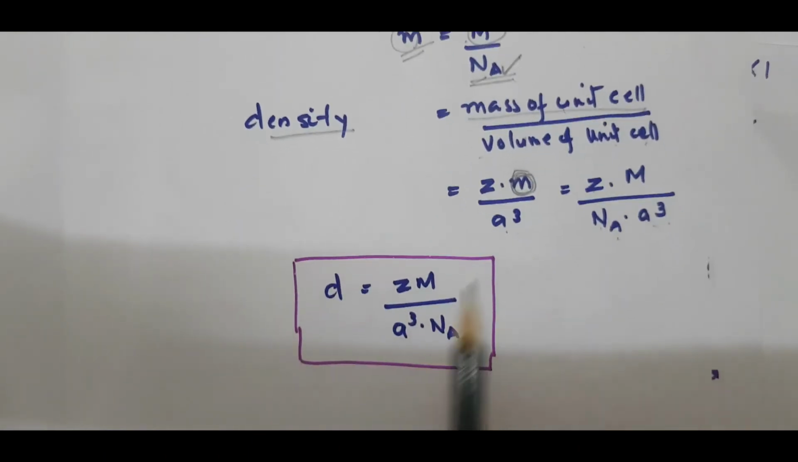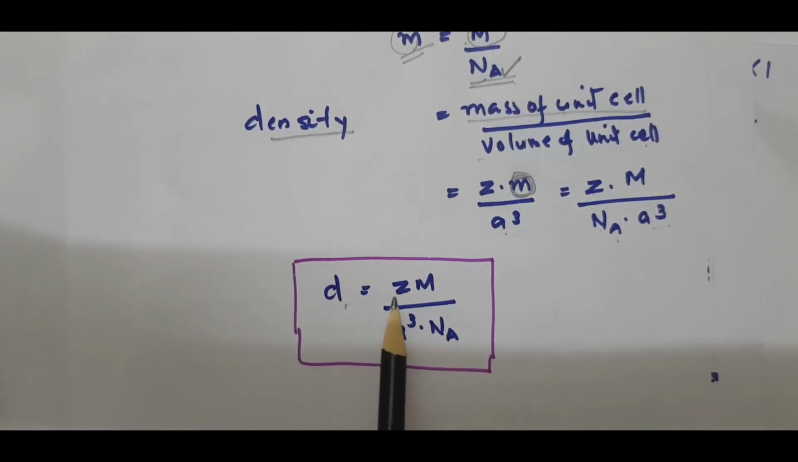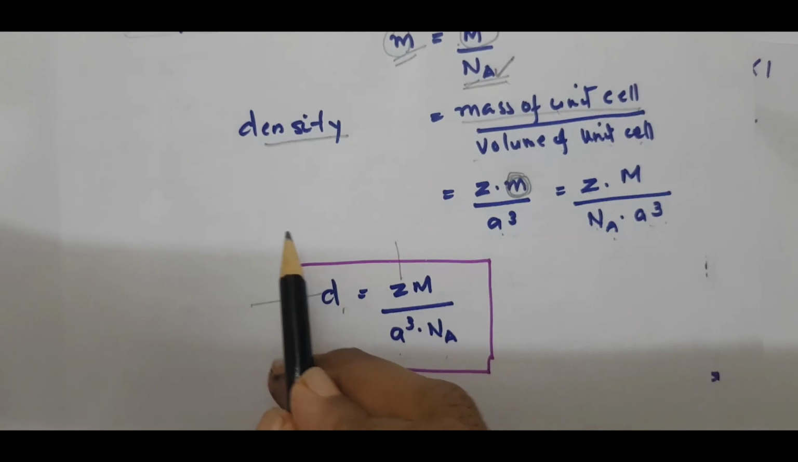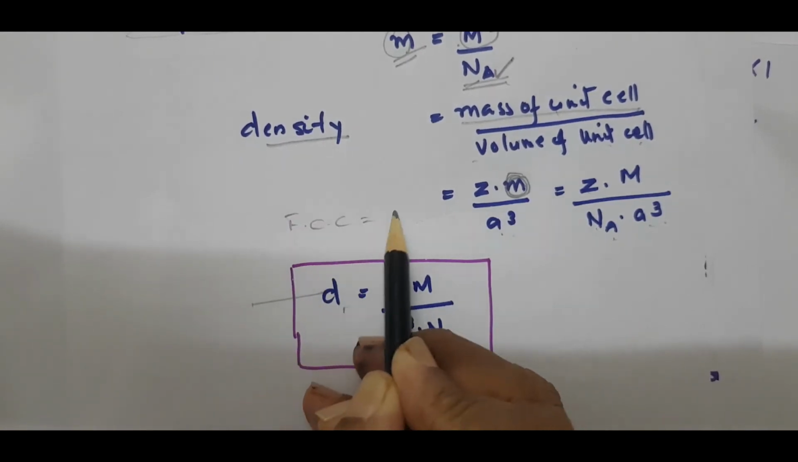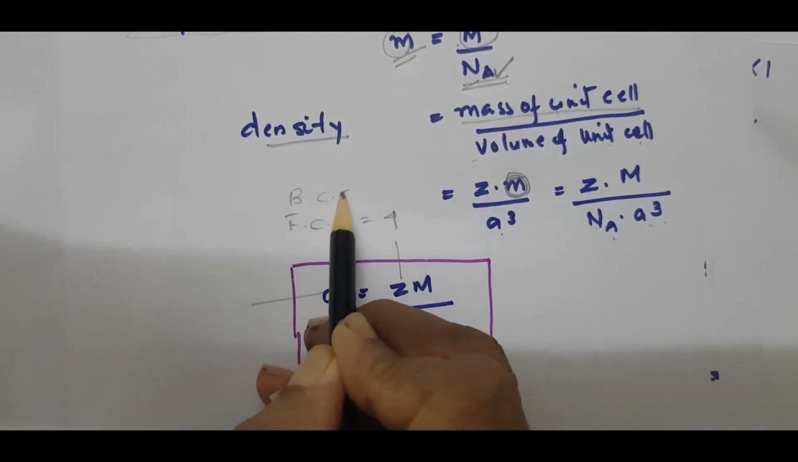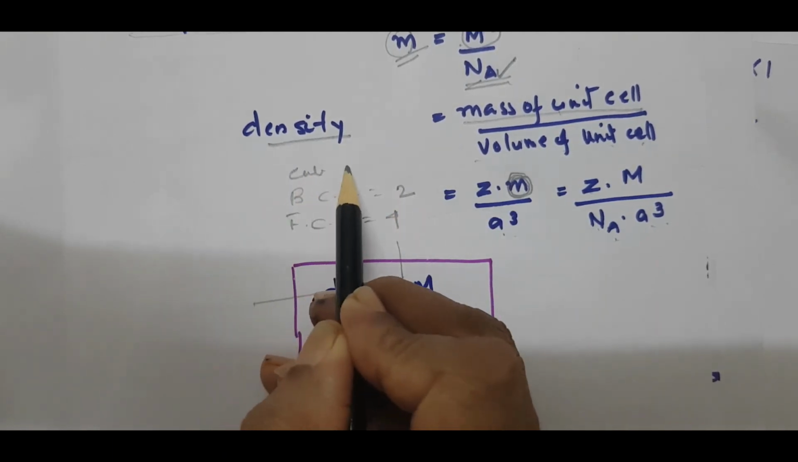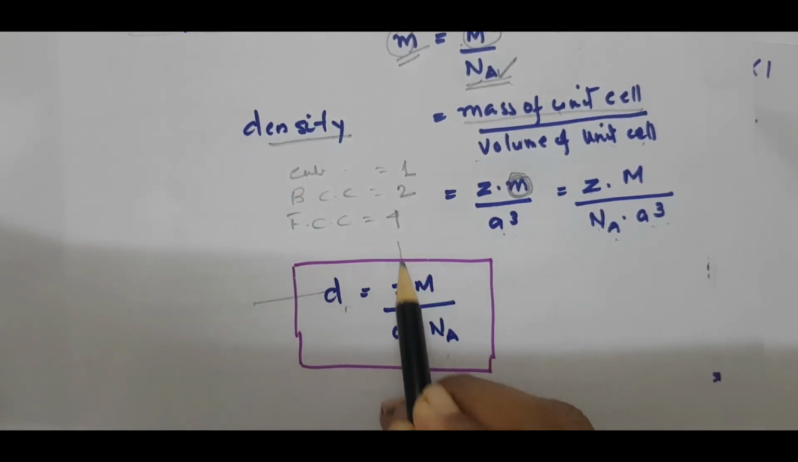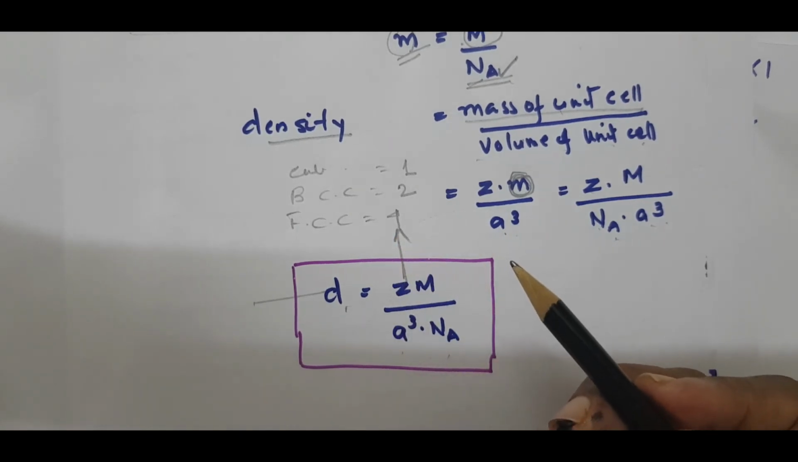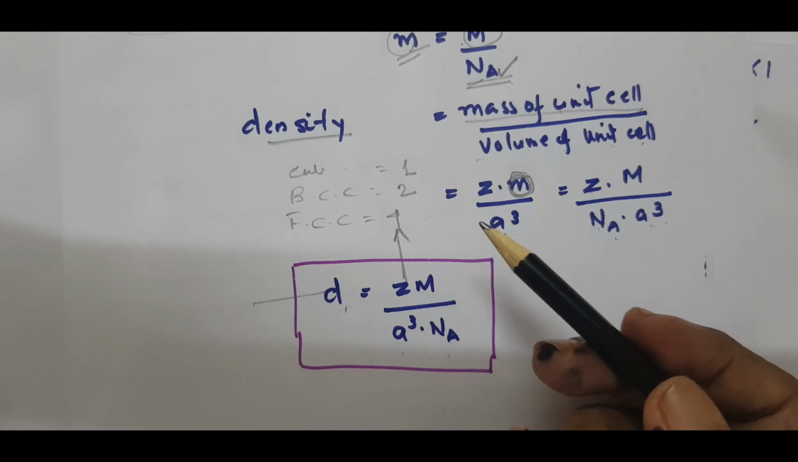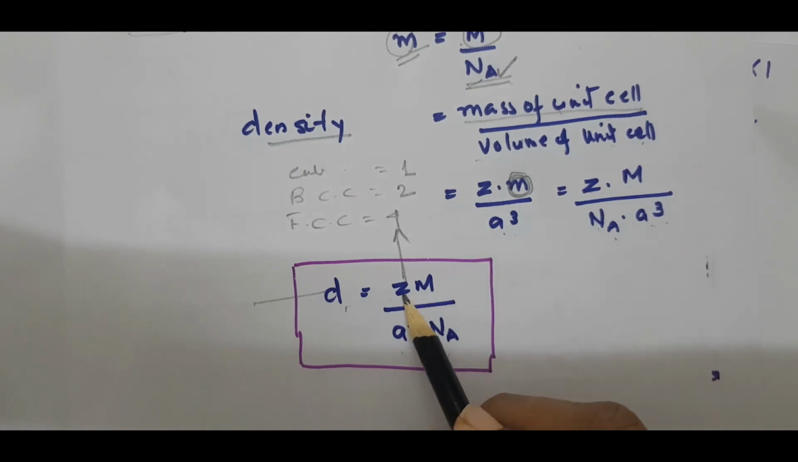So you will get density is equal to Z M by a cube into Na, where d is the density and Z is the number of atoms. If it is FCC, it is equal to 4. If it is BCC, it is equal to 2. And if it is simple cubic, it is equal to 1. So that considers the Z. In numericals also, the Z will be given as FCC, BCC or simple cubic. According to that, you put the value of Z.